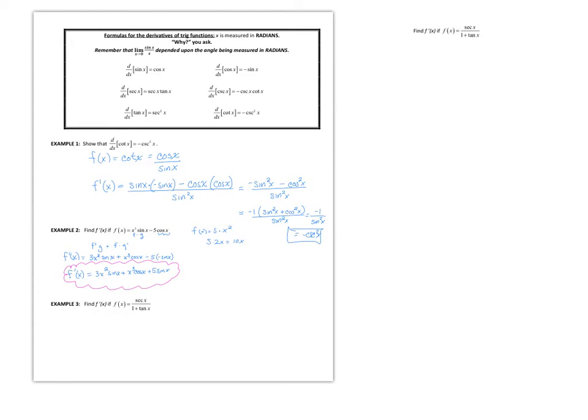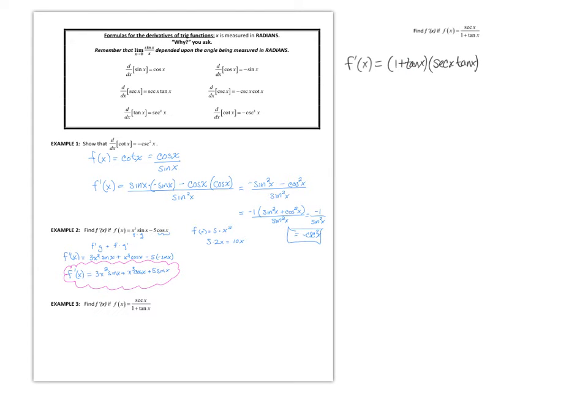We have secant over the quantity 1 plus tangent, and so we're going to have to use the quotient rule. So let's get after it. So the quotient rule says f prime is going to be low, which is 1 plus the tangent, the denominator that is, times the derivative of up high. Now the derivative of the secant, come over here to the chart, and it's secant tangent. So we are going to multiply by secant of x, tangent of x. And I'd remind you guys it's important to have parentheses around that 1 plus tangent.